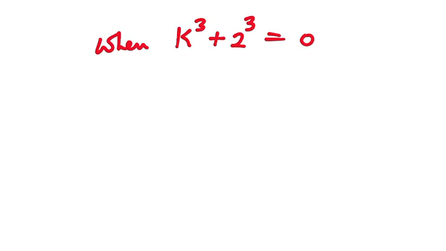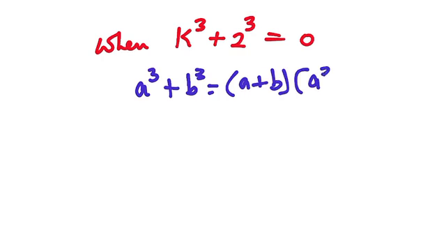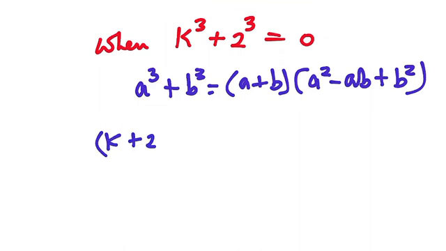So now let's try to solve this further. You know that when you have a to the power of 3 plus b to the power of 3, this will be a plus b, then in brackets a squared minus ab plus b squared. So the same thing we are going to do. We're going to have k plus 2, then k squared minus 2k plus 4.